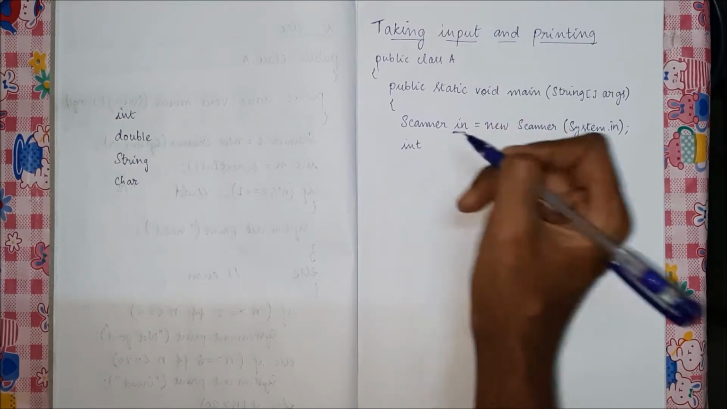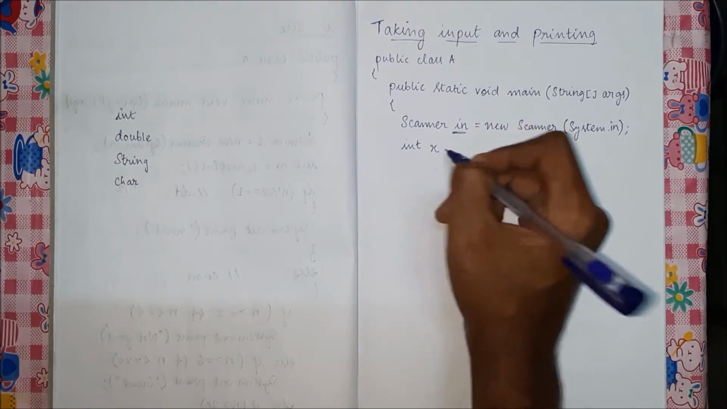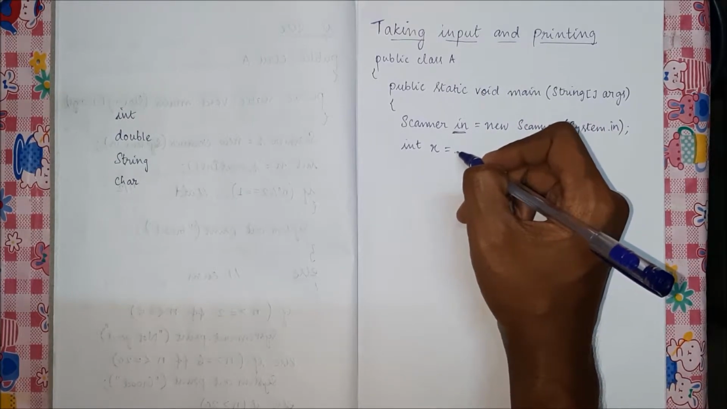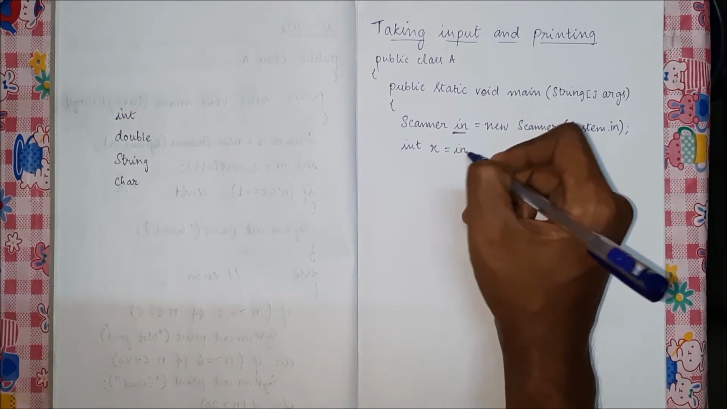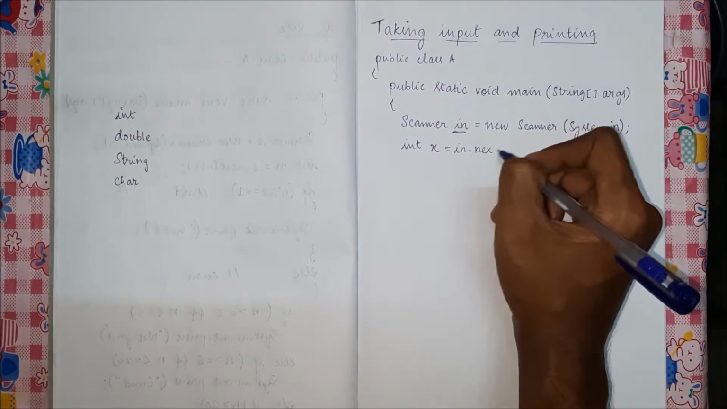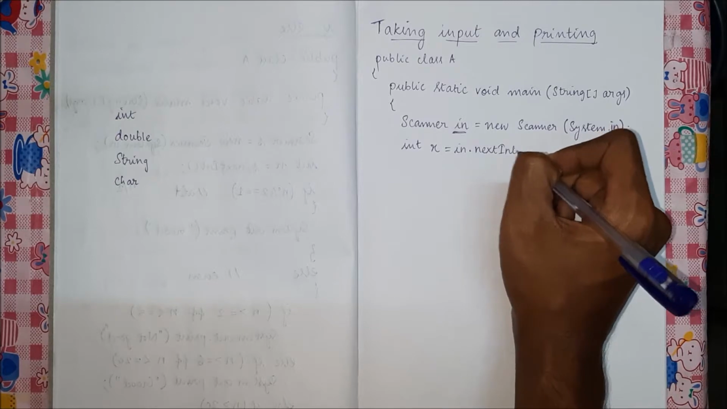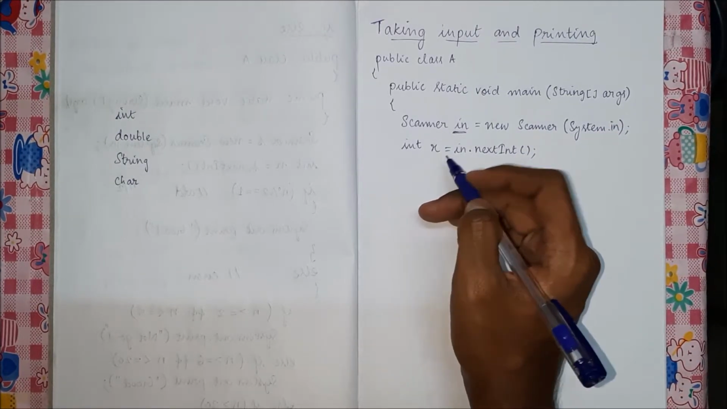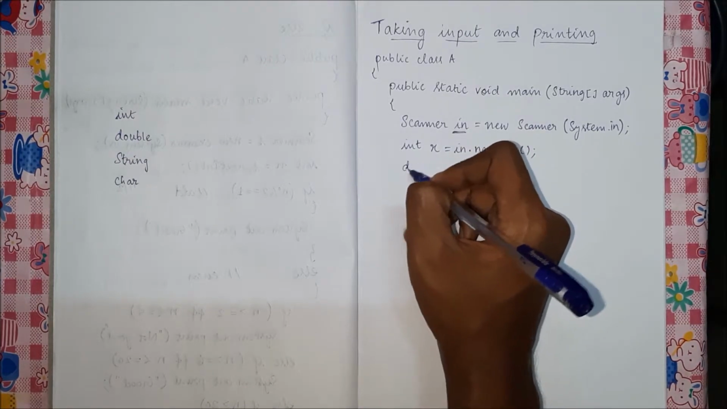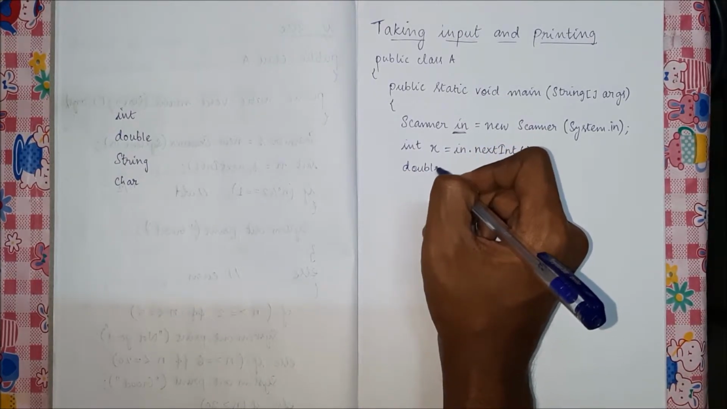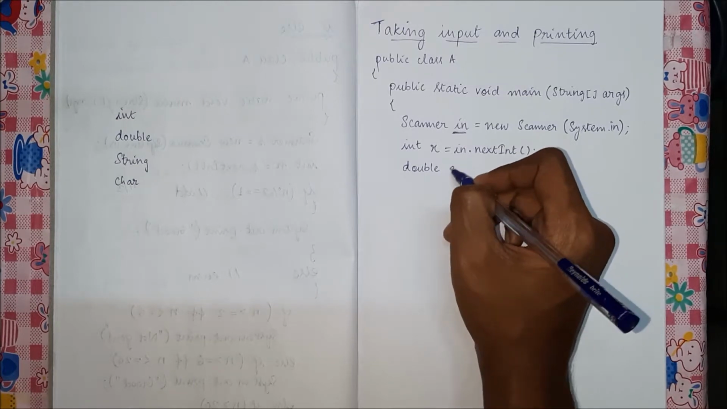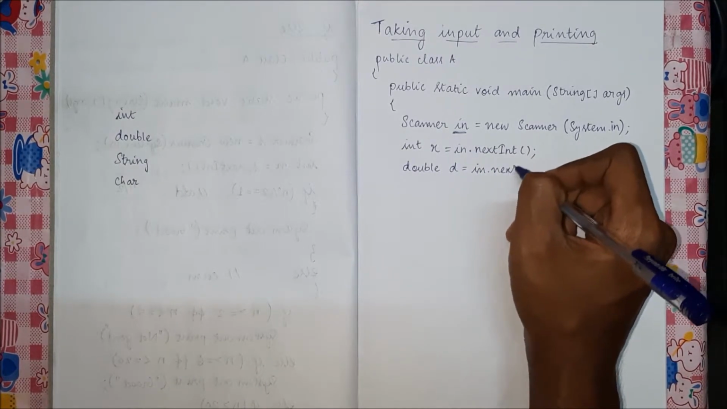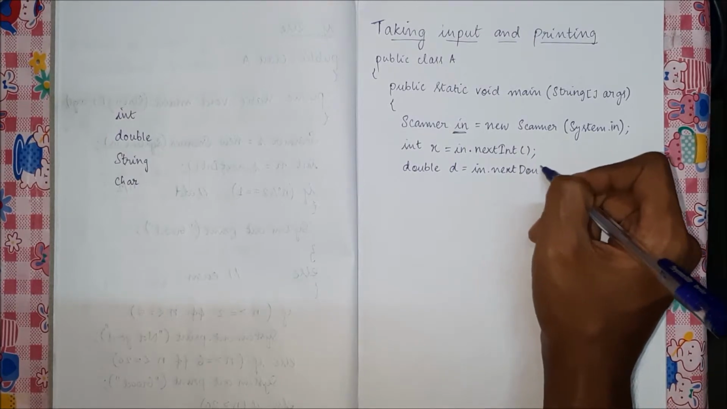So I'll take a variable, say x, which is an integer, and I'll use scanner object to take input: in.nextInt. This will take integer input. Now I'll take double, d equal to in.nextDouble.